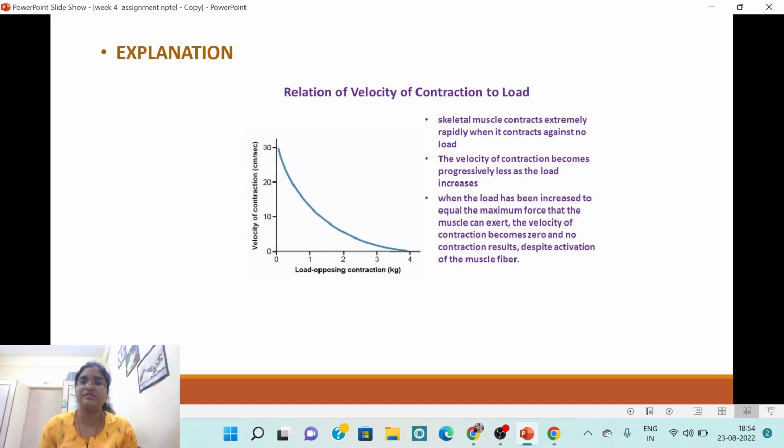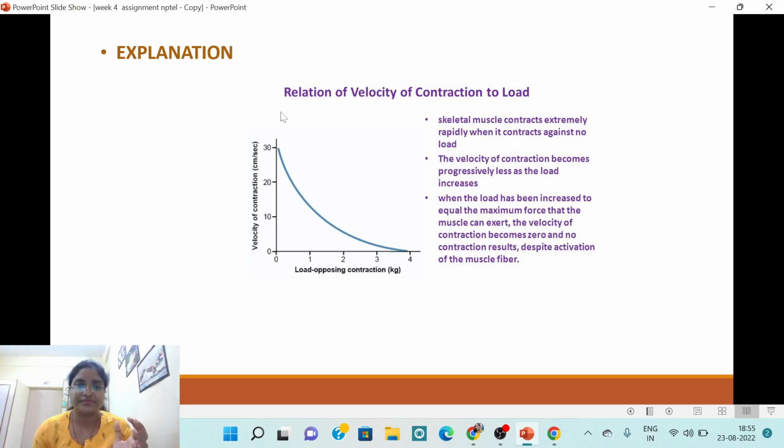If I want to say with this diagram, you can see here, this is a graph of the velocity of contraction with respect to load opposing the contraction. As it is written here, skeletal muscles contract extremely rapidly when they contract against no load. If there is no load on the muscles, they contract at a very high speed, and the velocity of contraction becomes progressively less as the load increases. As our body gets more load, the velocity of contraction starts decreasing.